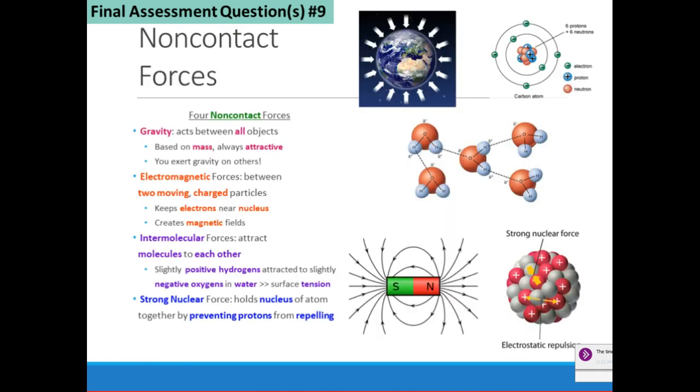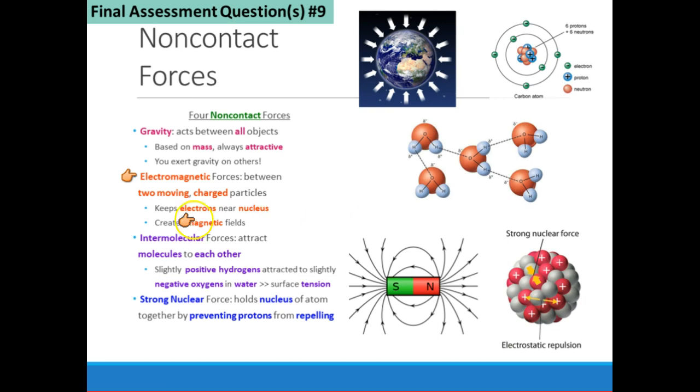Let's keep on going. Question number 9 talks about non-contact forces, and there are 4 of them that we learned. Remember, gravity is the force that acts between all objects, and it's based on mass. The more mass you have, the more attractive you are. For example, the Earth is very massive and has a ton of gravity. You and I, on the other hand, are not nearly as massive as the Earth, so while we still exert gravity on others, it's not nearly as much as the Earth. But remember, you are always attractive.